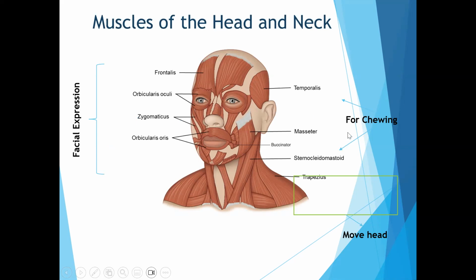Okay, so the muscles of the head and neck. All of these are your different facial muscles, and they help you do your expressions. Then you have a couple here, your masseter and your buccinator. They're muscles that we use for chewing. We use our temporalis for chewing too. But a lot of these are facial expression and chewing. If you move down to the neck, you have your sternocleidomastoid, which goes from the base of your skull to your collarbone. And you have your trapezius, which is the muscle that shrugs your shoulder up.